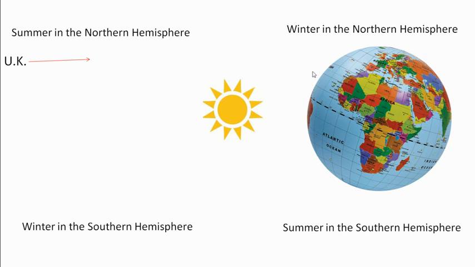And that is because of the tilt in the Earth's axis. Axis is a word we use to just mean the imaginary line that's going right up the middle of the world. And there's a tilt, 23.5 degrees.